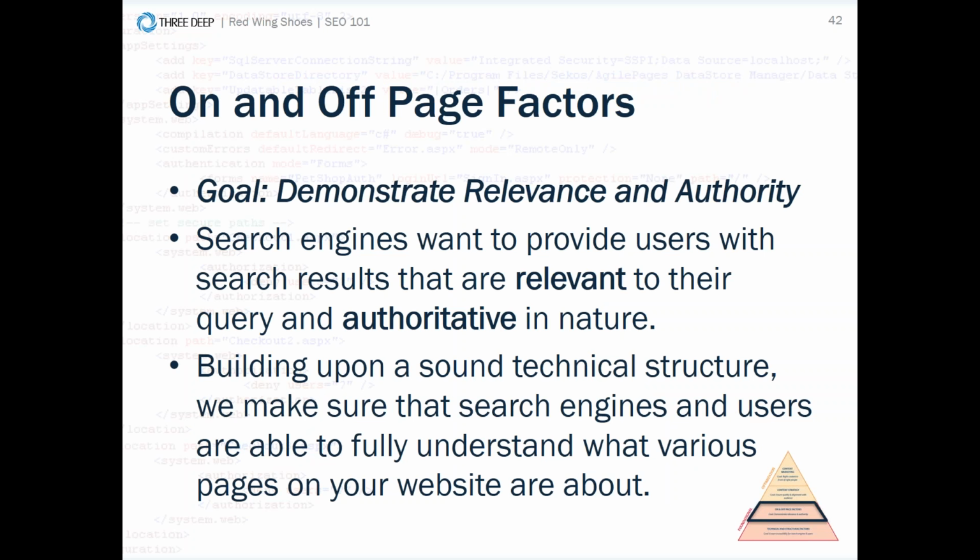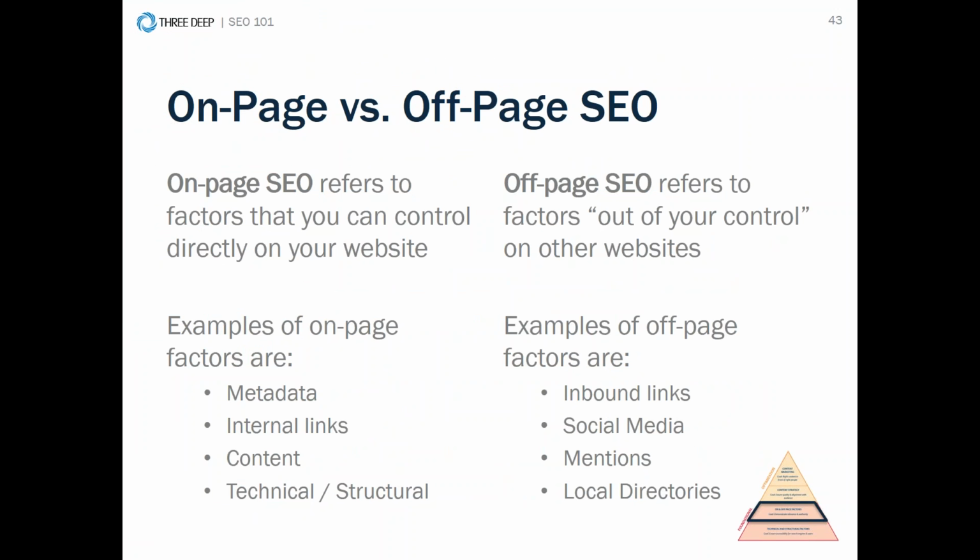And then this is where we make search engines able to fully understand what the pages of our website are about. And we do this through on-page and off-page SEO. So what do I mean by on-page? Well, on-page SEO refers to the factors that you can optimize and control directly on your website.